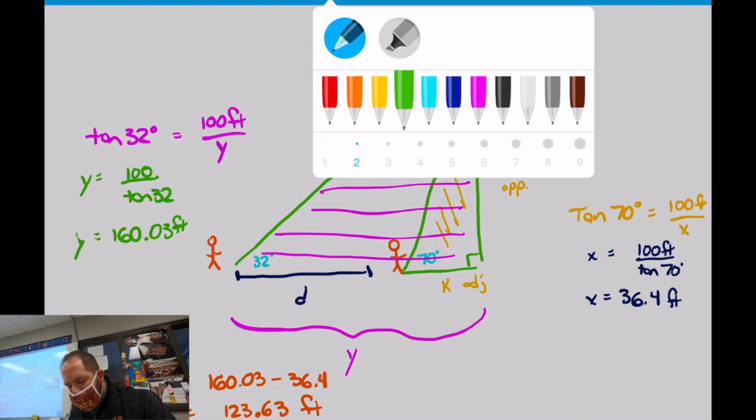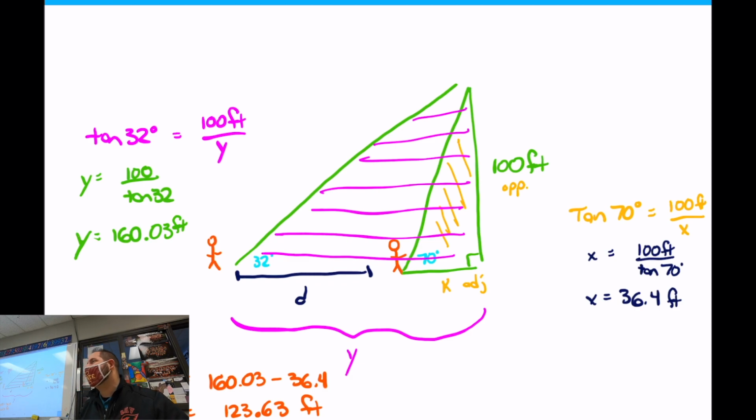Okay, questions with this newer problem that I have not discussed yet. It's like two problems in one. You have to find one triangle, find the bigger triangle, and then compare the two.